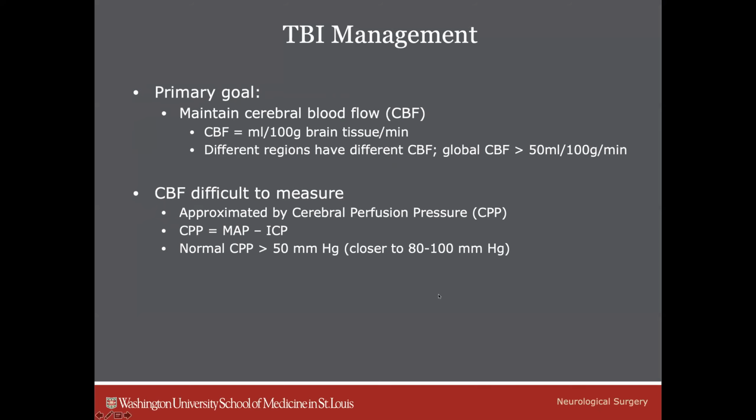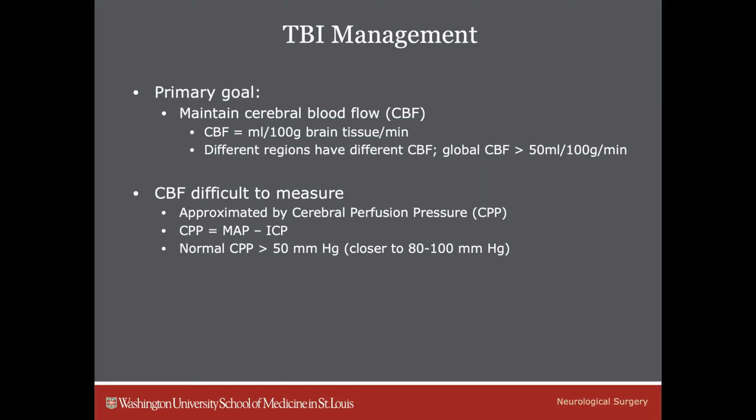So in any patient with severe TBI, we'll switch over to management of patients with severe TBI because mild TBI is not very complicated, and moderate TBI typically has a focal lesion that you remove and then they improve quickly. For severe TBI patients, the primary goal is to maintain cerebral blood flow. Different regions of the brain have different amounts of cerebral blood flow, but globally it's more than 50 mL per 100 grams of brain tissue per minute.